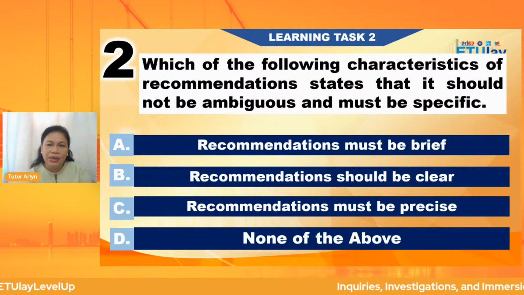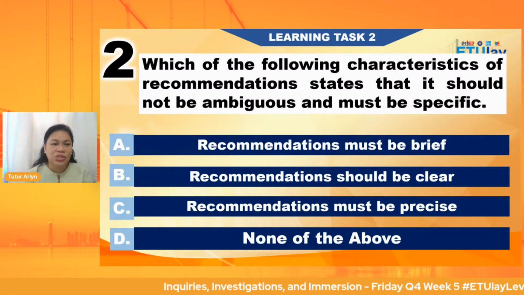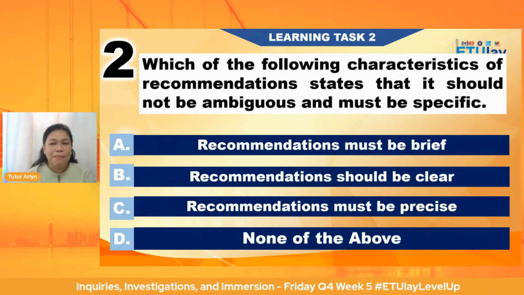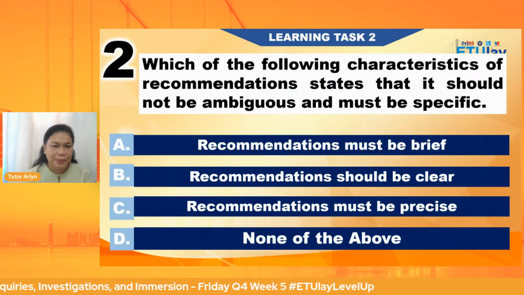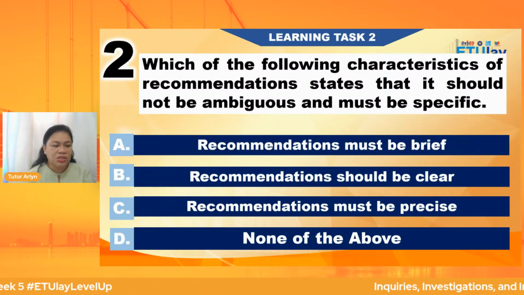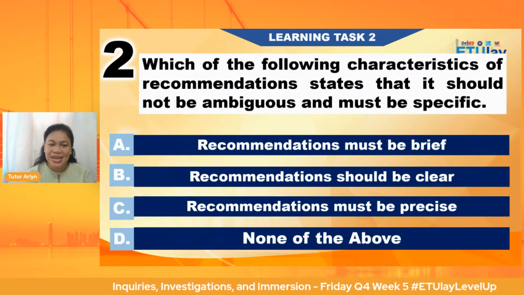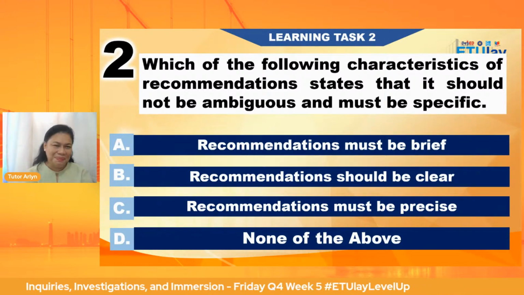Which of the following characteristics of recommendations states that it should not be ambiguous and must be specific? A, recommendations must be brief. B, recommendations should be clear. C, recommendations must be precise. Or D, none of the above.